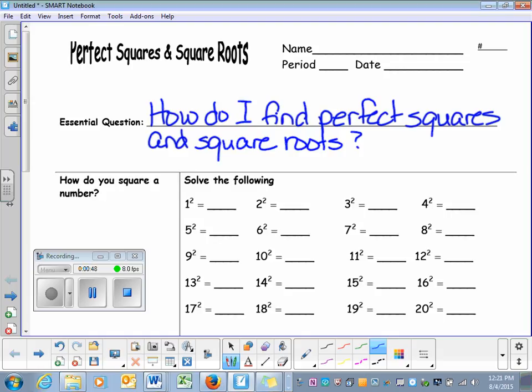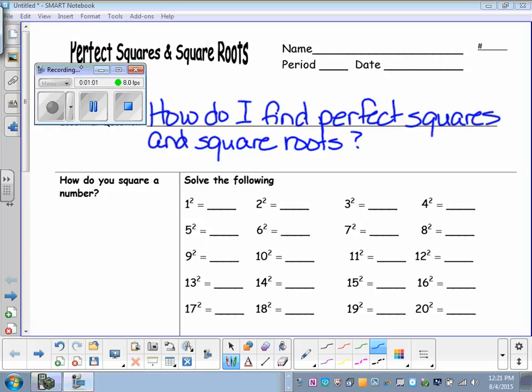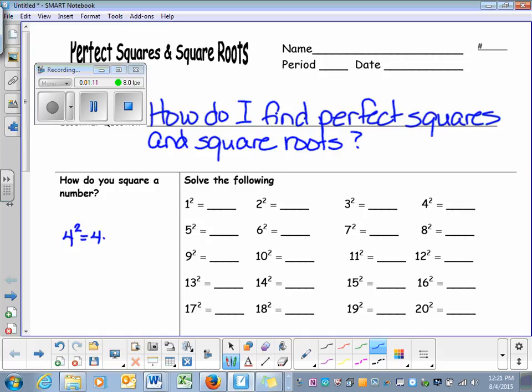Now you are going to want your calculator for this lesson, so if you haven't picked one up yet, please press pause and grab one quickly. All right, how do I square a number is my guiding question for this section. And we square a number by raising it to the second power. Please remember that 4 to the second power, or 4 squared, means 4 times 4, which is 16.